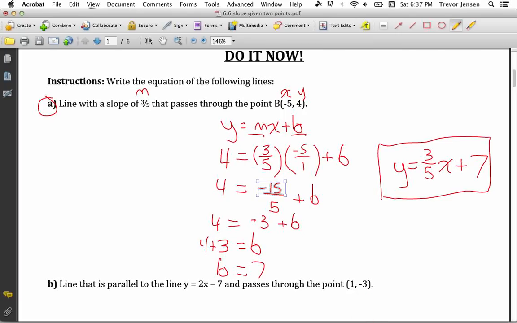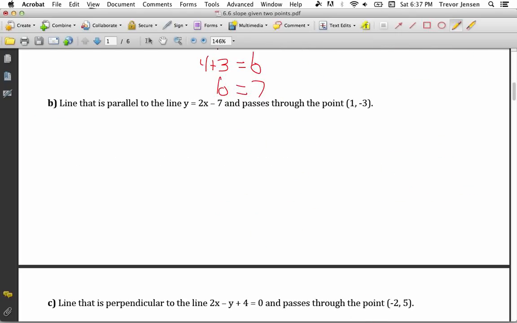Okay, so let's do part B. Let's find the equation of a line that is parallel to the line y equals 2x minus 7 and passes through the point 1, negative 3. So you have to remember a couple things for this question. You have to remember what parallel lines have in common, and hopefully remember that parallel lines have identical slopes. So if it's parallel to the line y equals 2x minus 7, that means it has the same slope as that line. And the slope of that line is 2. So we know the slope of our line is 2.